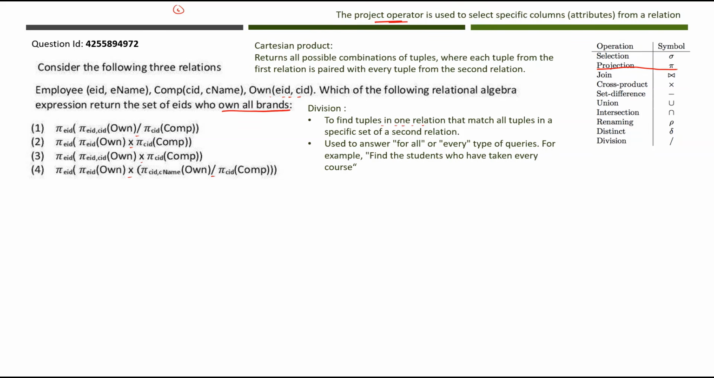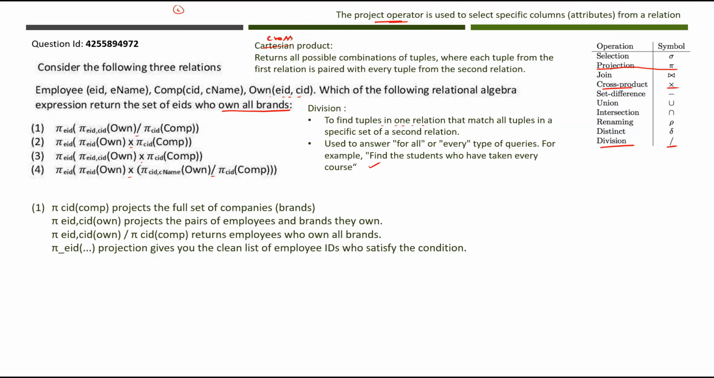Such kind of queries will be answered by division operation. So this is the symbol that is being given here. For relational algebra, we will take it as cross product. Now we will analyze every option. For the first statement, let's get into the expression inside the parenthesis. We have project EID CID from own relation, division project CID from comp relation.